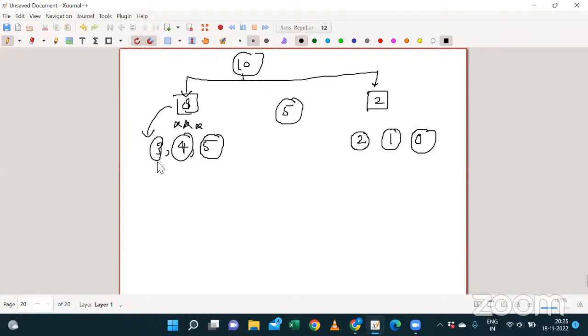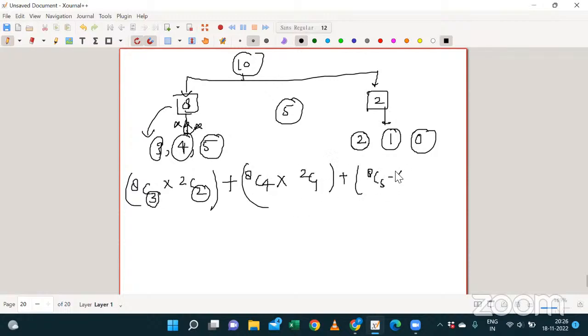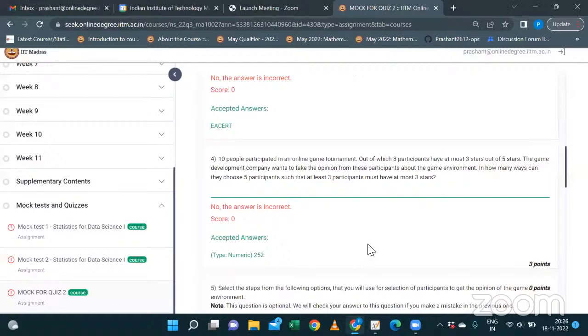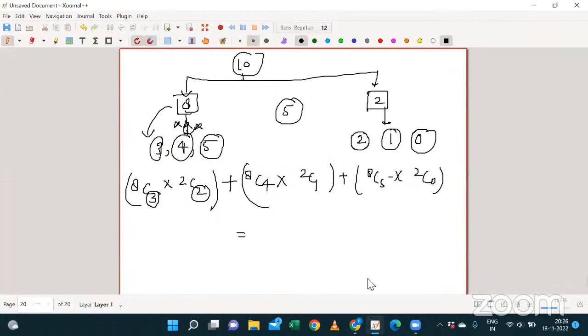So it means I have to do 8C3 into 2C2, because in total I need to select 5. Plus I can choose 4: 8C4 into 2C1, plus 8C5 into 2C0. So just compute the value, you will get that. Is that clear for everyone? Yes, sir.